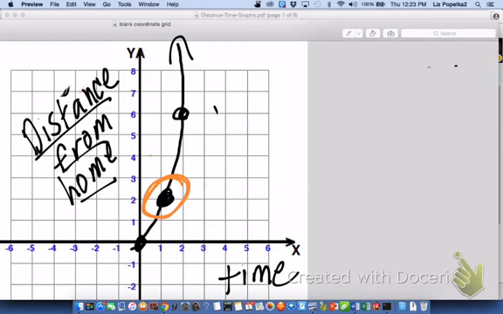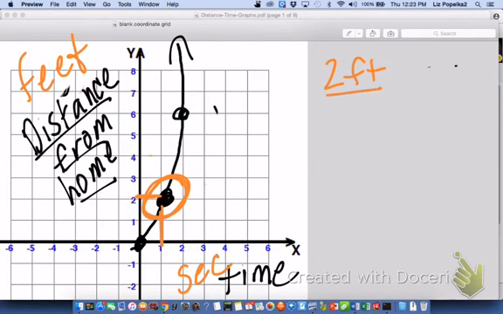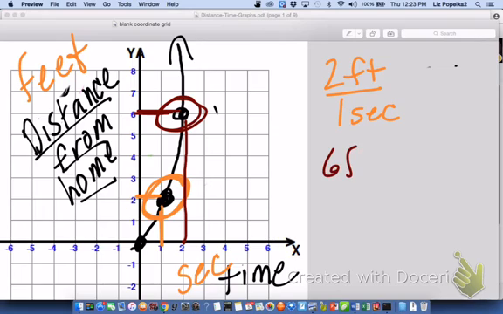So let's look right here at this point. Let's just keep calling this seconds and this feet, just because. After I've traveled for 1 second, I've traveled 2 feet. So 2 feet in 1 second. But let's look at another coordinate right here. After 2 seconds, I've traveled 6 feet. So 6 feet in 2 seconds. This time, it's not going to reduce to the same thing.